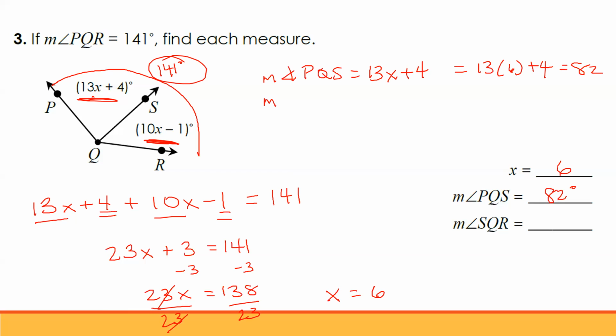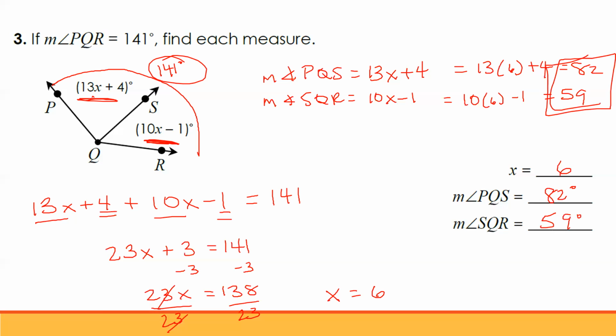To find the measure of angle SQR, well, SQR is represented by 10x minus 1. We know that x is 6. 10 times 6 minus 1, 59. So the measure of angle SQR is 59 degrees. And if you wanted to check your answer, add these two together. They need to equal 141. Otherwise, you got the wrong answers because these have to add up to 141. And if you double check that, you'll see that they in fact do add up to 141.